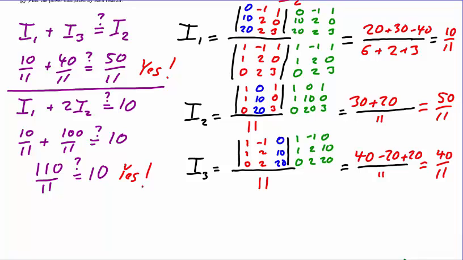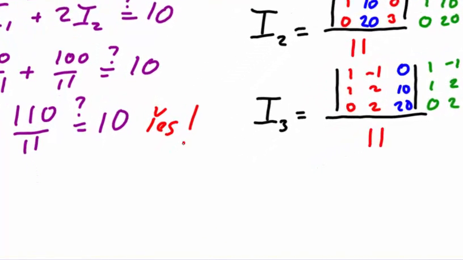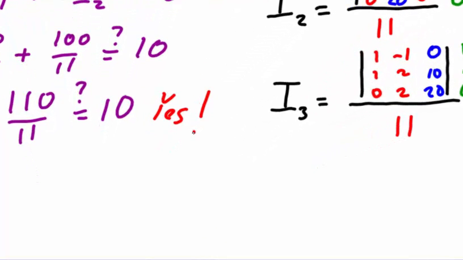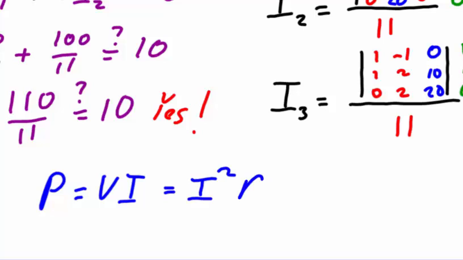The last part of this problem asks us to find the power dissipated by each resistor. There are several formulas by which we might calculate power. These are that P is VI, or eliminating V with Ohm's law, power is I squared R, or eliminating from the first formulation I with Ohm's law, power is V squared divided by R.